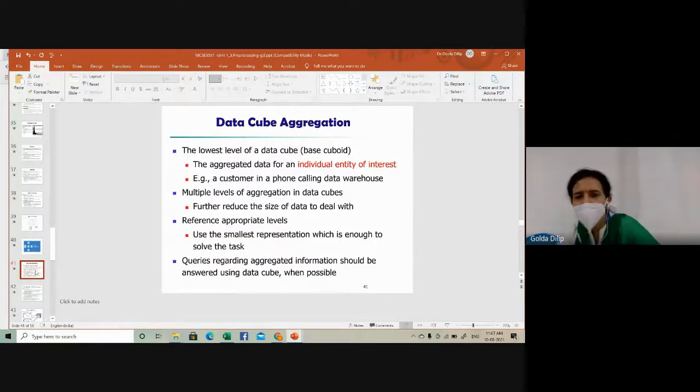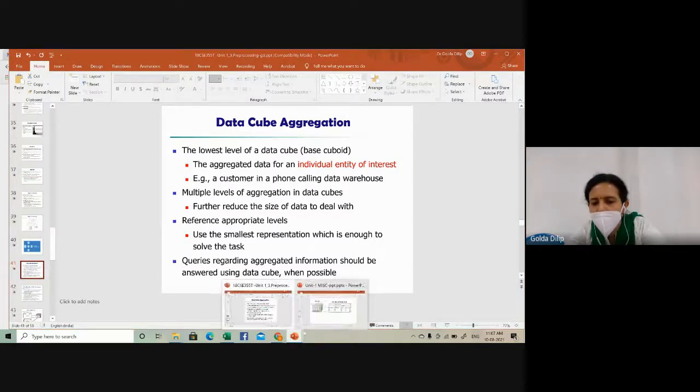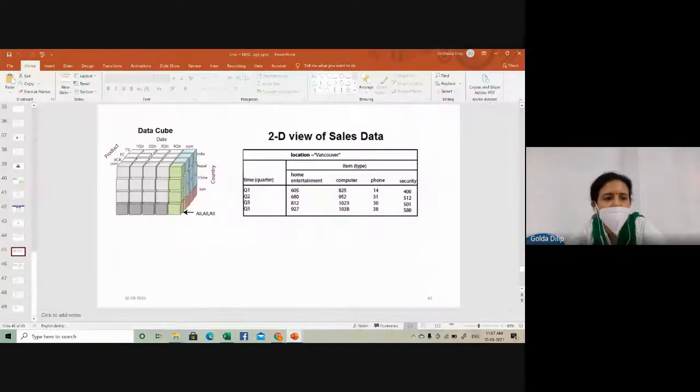So the next one is data cube aggregation. Do you remember learning about data cube anywhere? What is data cube all about? Can someone tell me what data cube is all about?